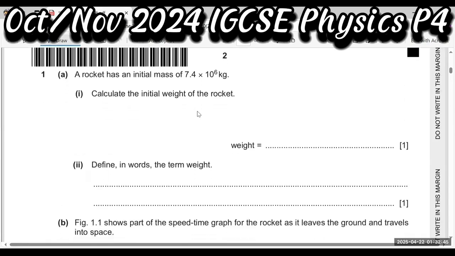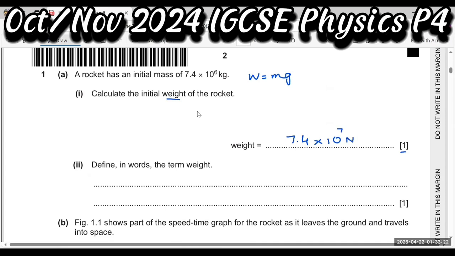This is question number 1a. A rocket has initial mass 7.4 times 10 power 6 kg. Calculate the weight. This is 1 mark, so no need to write the steps. You know that W is equal to mg, and in IGCSE g is always equal to 10. So whenever you multiply this number with 10 power 1, 10 power 6 will become 10 power 7. It will be in Newton because the unit of the weight is Newton.